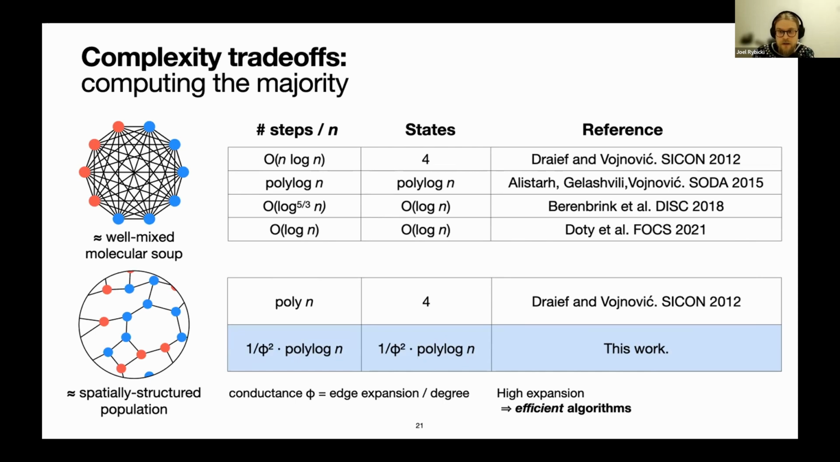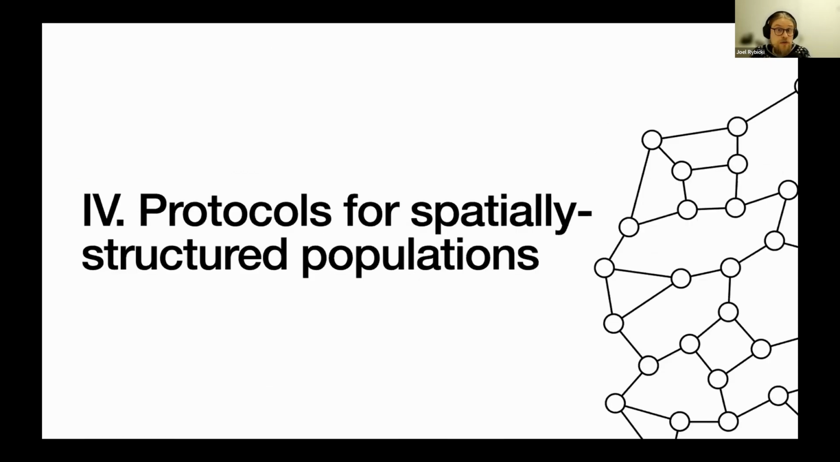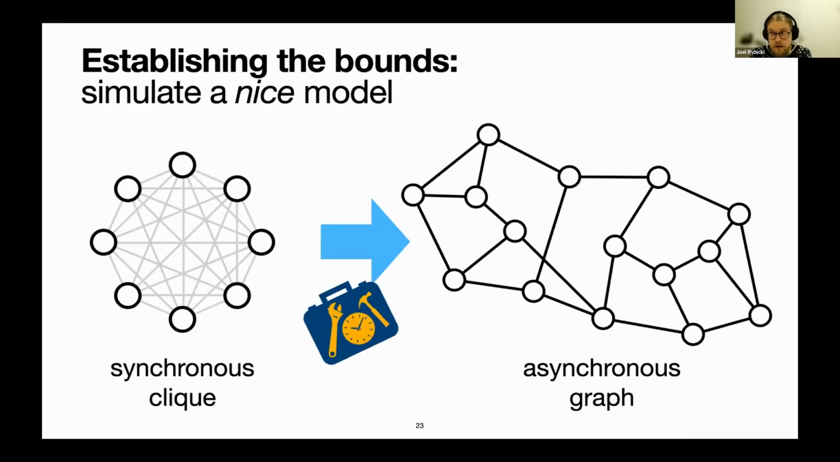Right. So this was a sort of overview of the results we get. Now I want to briefly talk about how we actually obtain these upper bounds in the spatially structured setting on graphs. Since dealing with arbitrary graphs is a bit messy and challenging, we instead simulate a nice synchronous clique model in the asynchronous population protocol model on graphs. While we focus on regular graphs here for convenience, we're confident that the basic approach generalizes to non-regular graphs as well. But for today, we just focus on regular graphs.